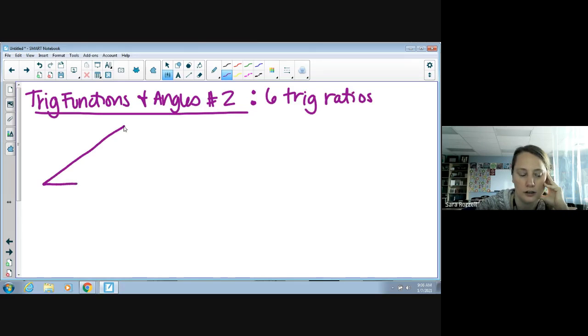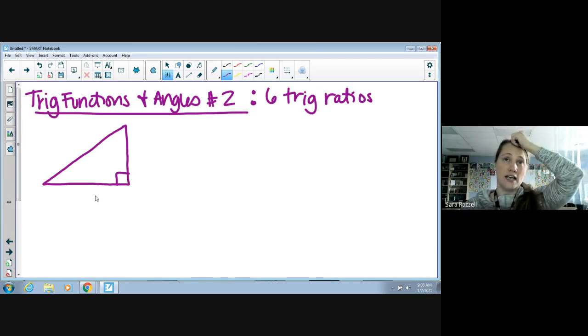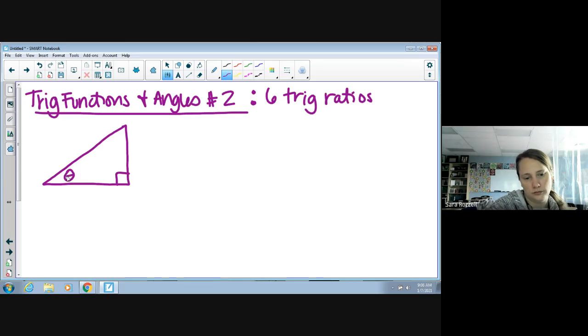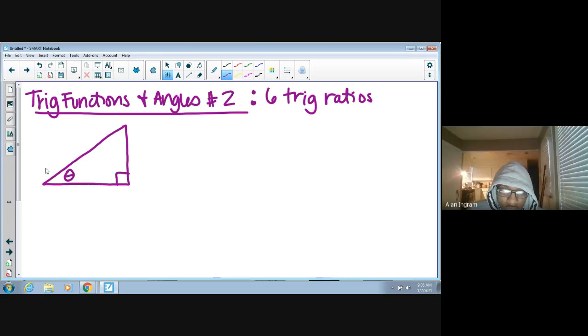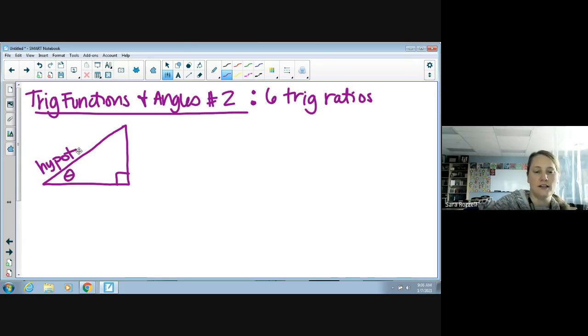So we're going to label our right triangle with the names that we call the sides in reference to a specific angle. I'm going to put the angle down here at the bottom. Does anybody remember what the side is called that's across from the right angle? Hypotenuse. Yeah, hypotenuse.